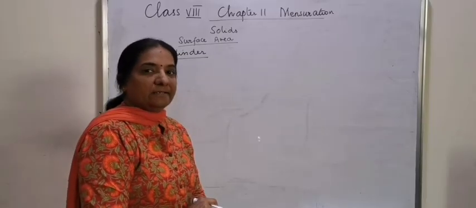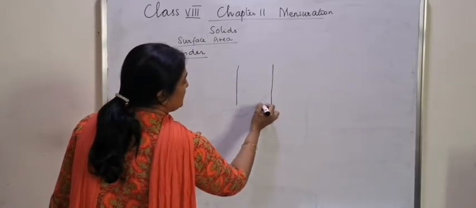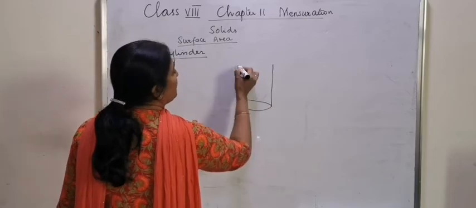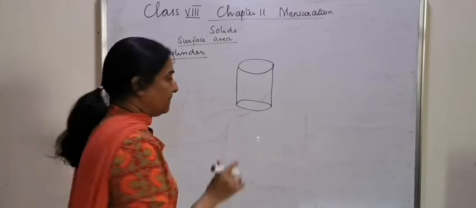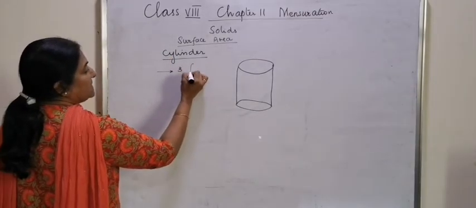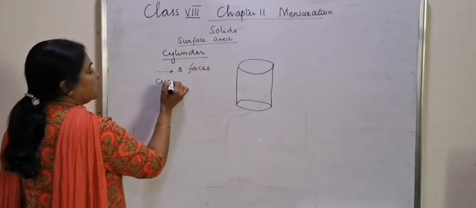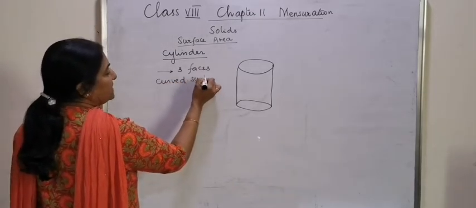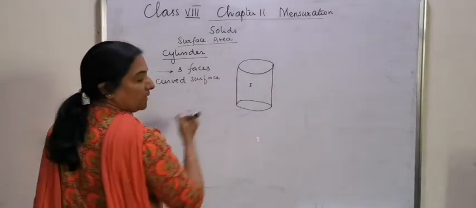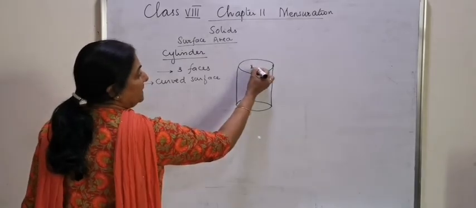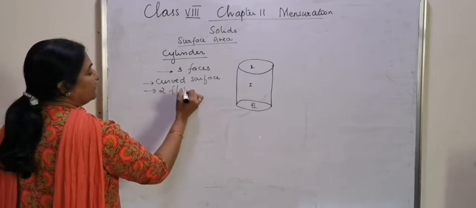The third solid is a cylinder, which has 3 faces, 1 curved face and 2 flat faces. One of the surfaces is a curved surface, that is number 1, and the second and third faces are 2 flat faces.